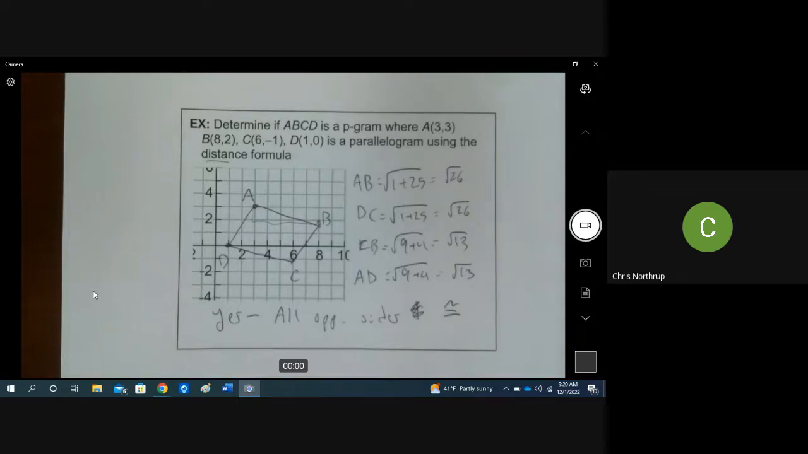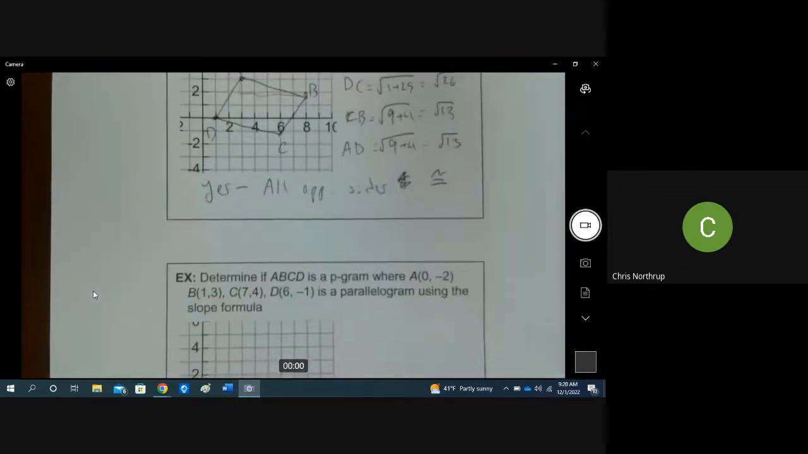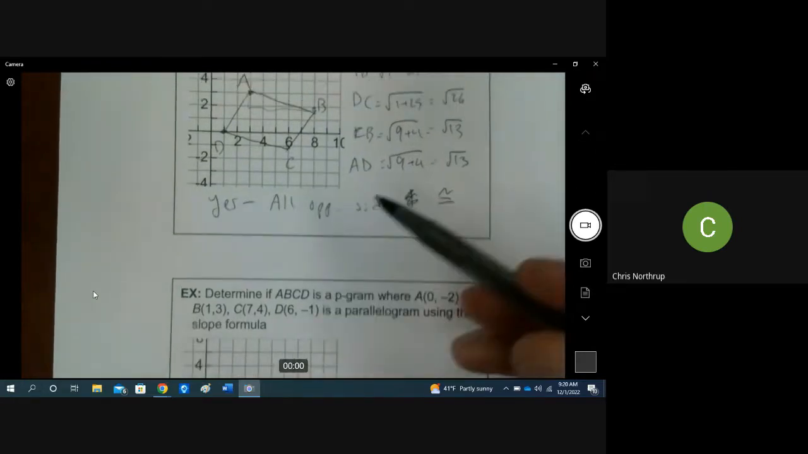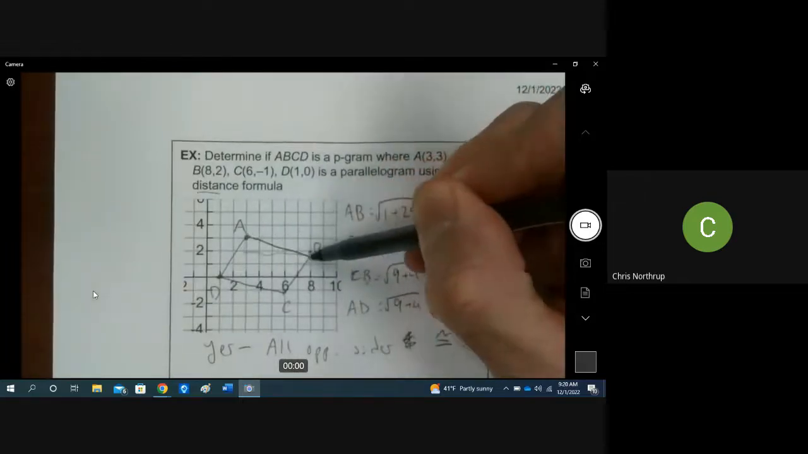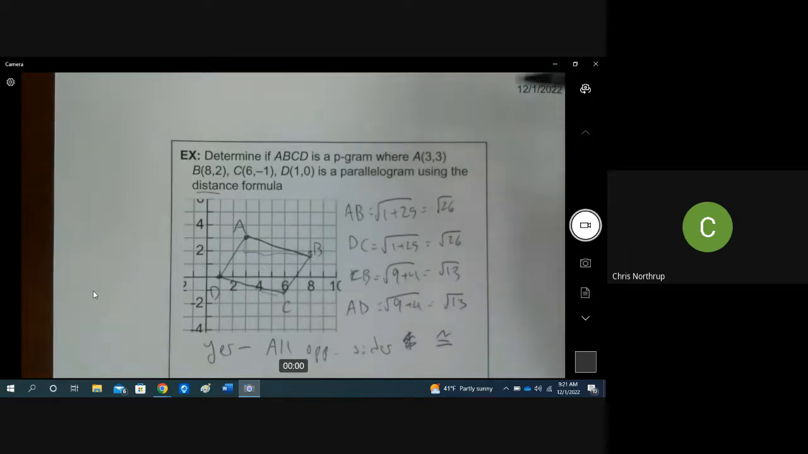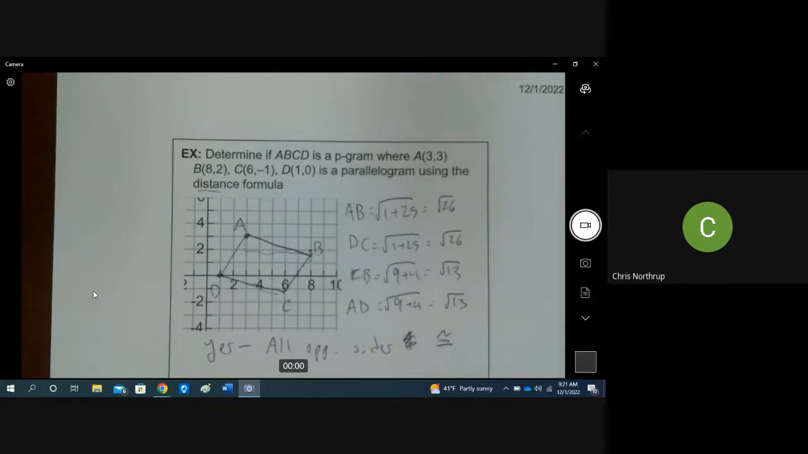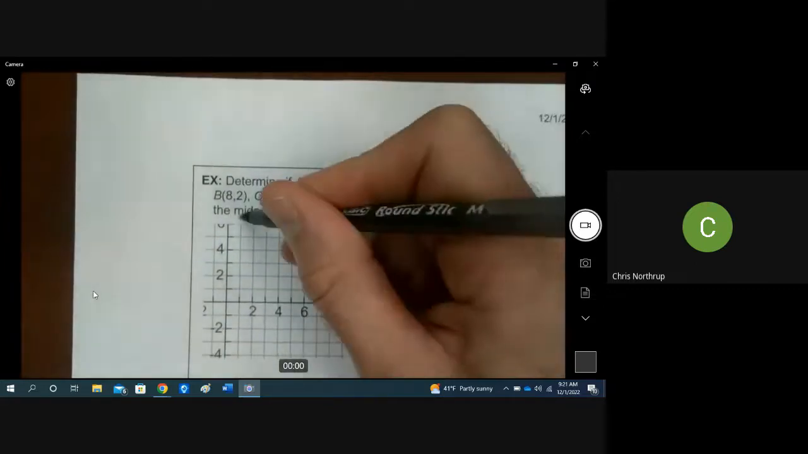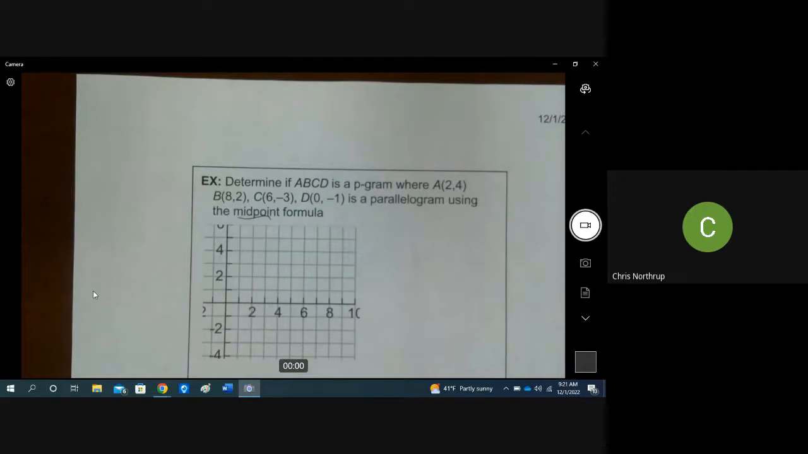If they were to ask the same question here, these have slightly different coordinates. My graph is messed up. Using the slope formula, all you're going to do is calculate the slope of one side, make sure it has the same slope as the opposite side, because same slope means parallel, and then you want to do the same thing for the other two. I'm not going to walk through that one because I know our slope formula isn't all that incredibly technical. The last one I just want to show is when using the midpoint formula. This goes the quickest. Just make sure that you look at the diagonals and not the sides.